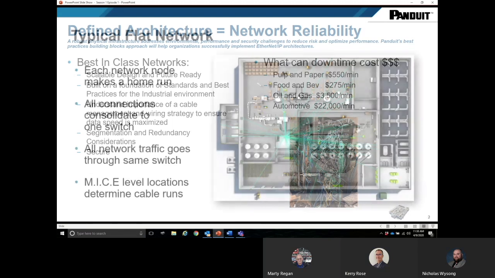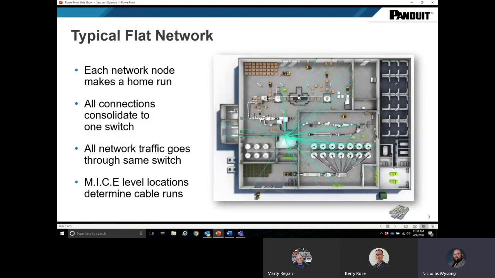Go ahead, Nick. Thanks, Kerry. One of the things we wanted to focus on today was zone architecture and how that can help you reduce your downtime as well as the time it takes to deploy or change your network. Traditionally, what we see in the field is a flat network, meaning every device would have a home run back to its central location that is housed at a single switch. This has several downfalls, including one single point of failure. If you were to lose that switch, or you must do maintenance on that switch, you would lose your entire production line.